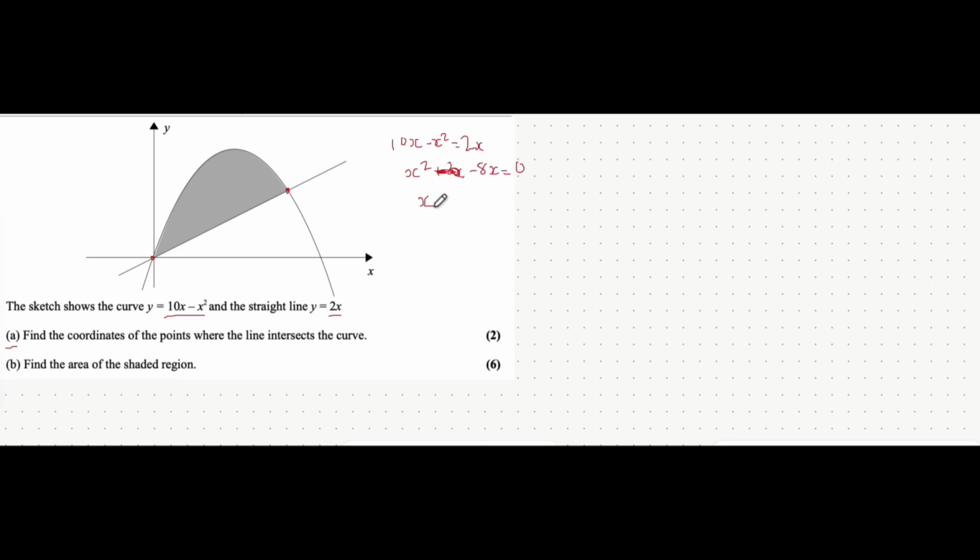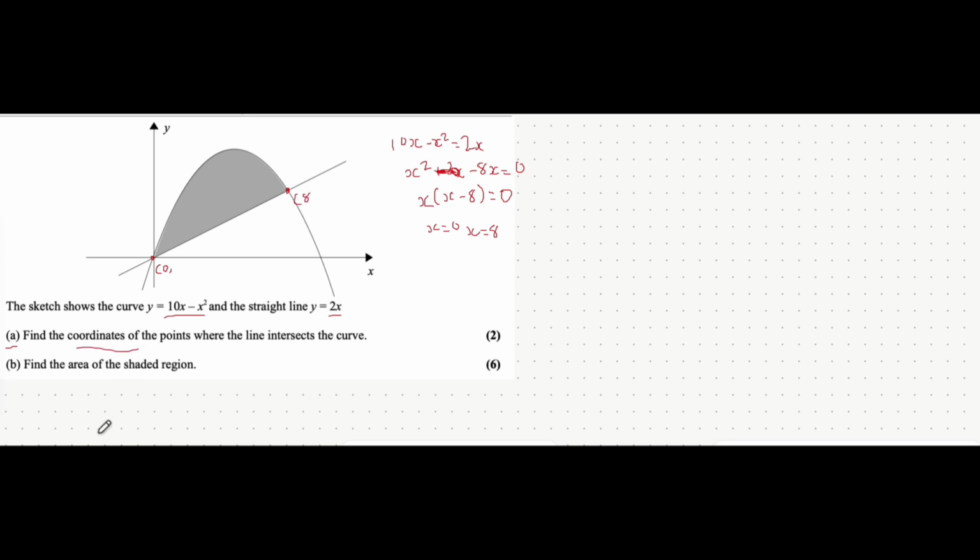Now to solve this, you first have to factorize it, and you can factor out x from these first two terms. So you'll have x lots of x minus 8 is all equal to 0, which you can then solve because the left hand side is only equal to 0 when x itself is equal to 0 or when x itself is equal to 8. That means that this x coordinate here is 0 and this x coordinate here is 8.